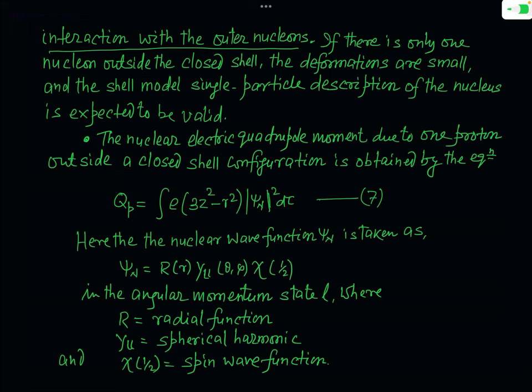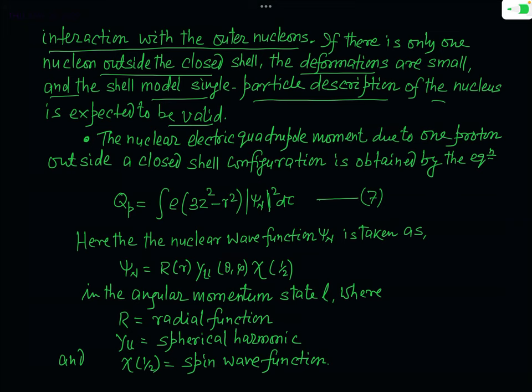Now, as I have told you, in a not completely filled cell there may be one nucleon or more than one nucleon. But if you consider that there is only one nucleon outside the closed cell, in that condition the deformation of the nuclear shape is small. It means the deviation from the spherical shape of the nucleus is not very large. The deviation is very small. And in that condition, as I mentioned here, the cell model single particle description of the nucleus is expected to be valid. So if a nucleus contains an odd proton or odd neutron in its outermost cell, then the calculation of the quadrupole moment is possible on the basis of the nuclear cell model.